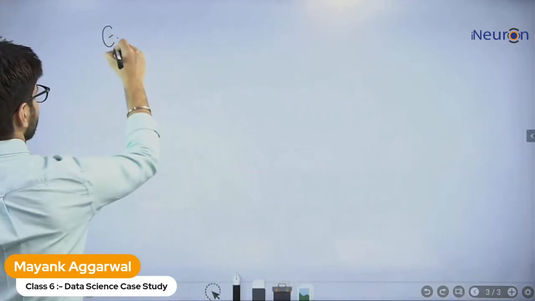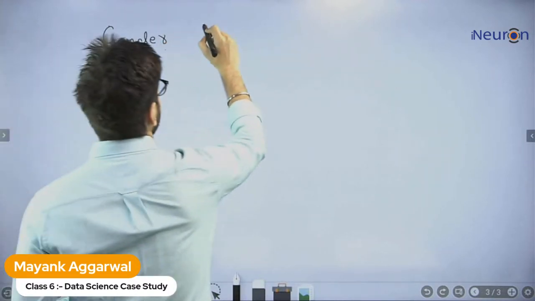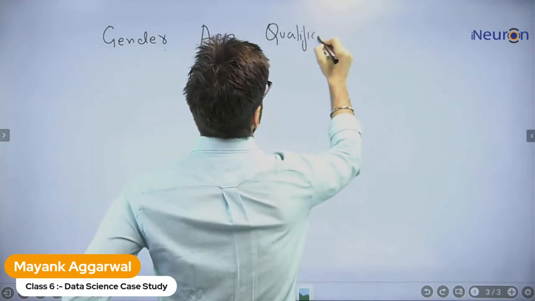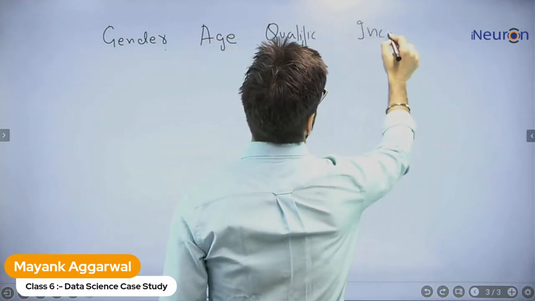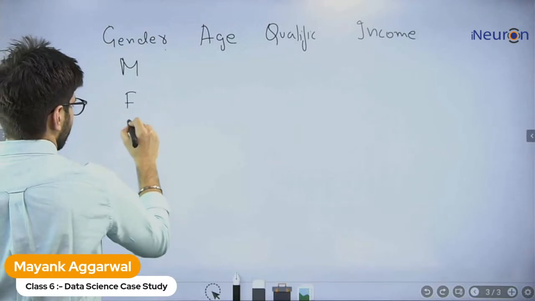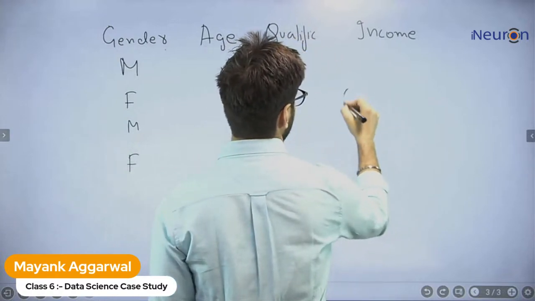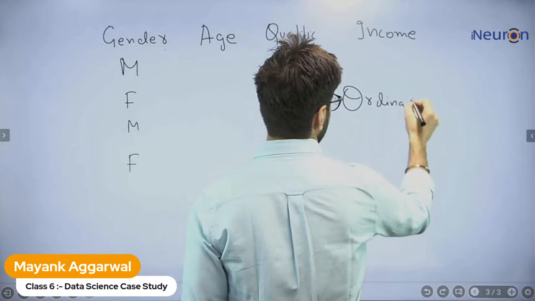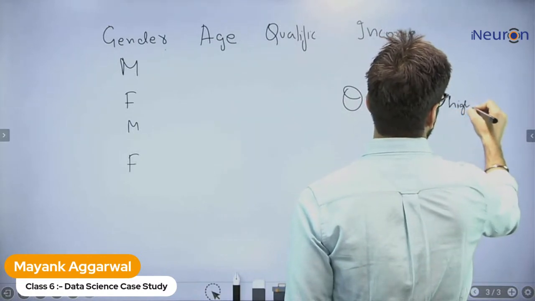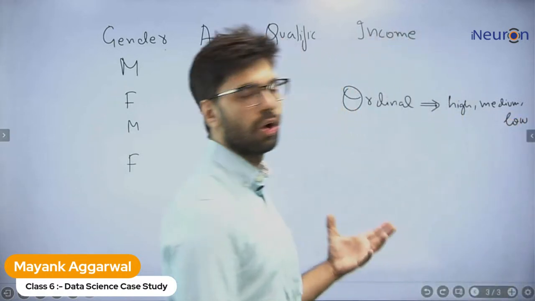Now what we took was that we have gender, we have our age, we have our qualification, and we have our income, let's say, which is a dependent variable. Let's say all of these are numerical variables, and in gender we have male and female. Now if all of you remember, we studied two types of qualitative variables: one was ordinal and one was purely categorical. In ordinal, there were levels, like let's say high, medium, low, where there was an order between the categories.